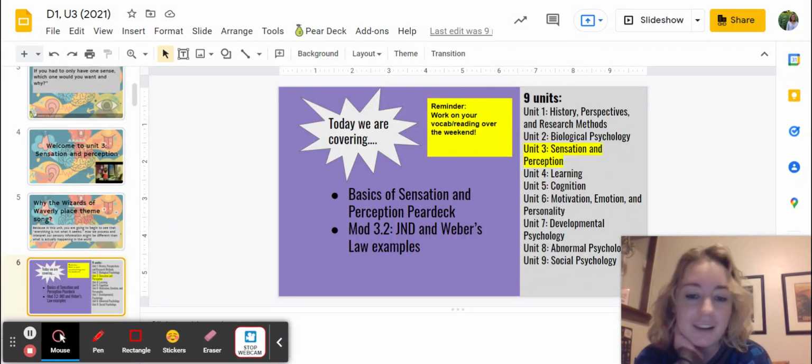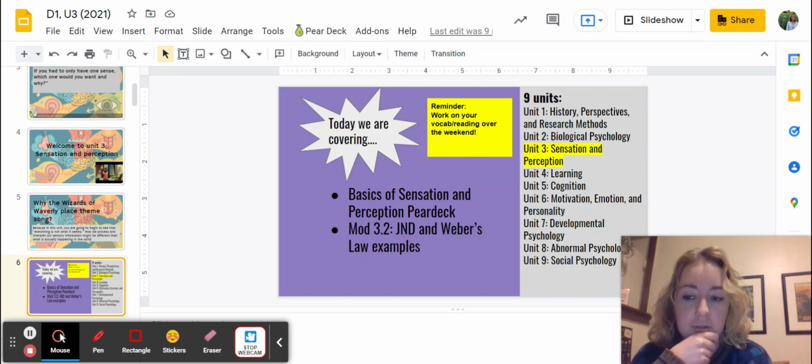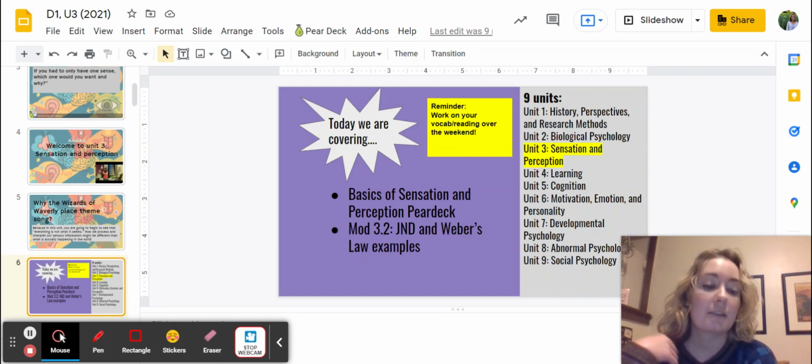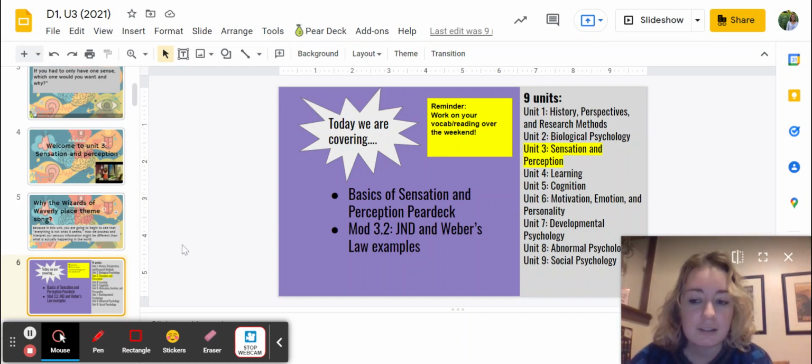Hello, everybody. Welcome back. Today we are starting Unit 3, which is the Sensation and Perception unit. This one's a little bit shorter, so it'll only take about a week or so. But it's a good place to leave off from Unit 2, because Unit 2 is biology, and we talked about things like the thalamus and how our senses take a pit stop there, and then how they get processed often in the different lobes of the brain. So this will build off some of that stuff. So let's get into it.